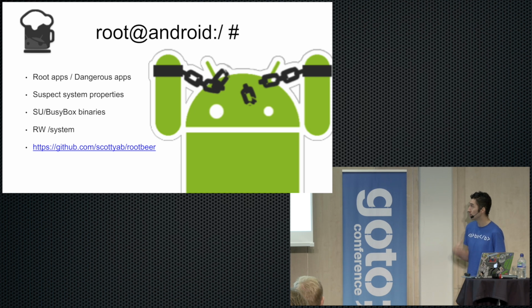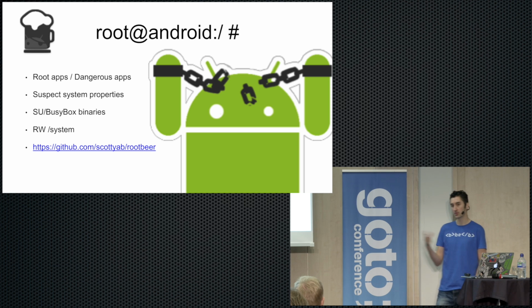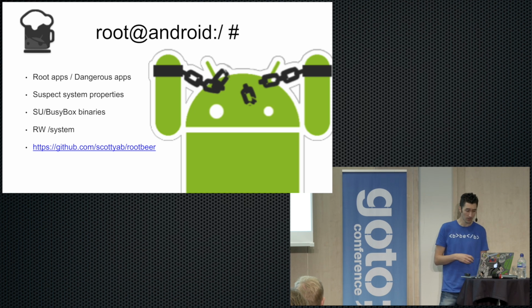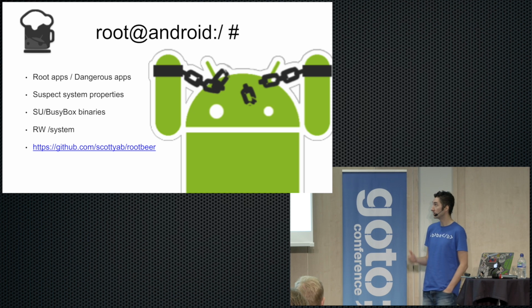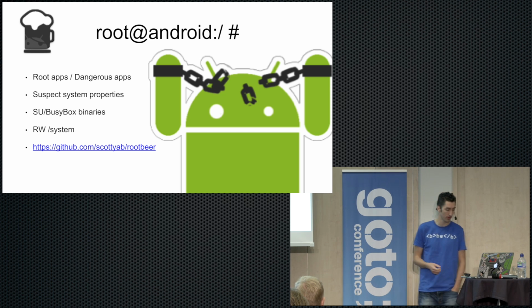But what you can do is look for root apps. You can look for potentially dangerous apps. You can check certain system properties which could have been changed on a rooted device. The most common way is to look for the SU binary, which may or may not be present or may be hidden. Same with the BusyBox binary.